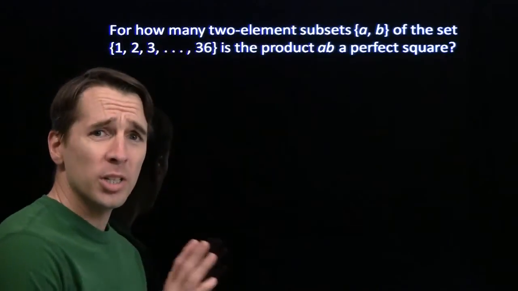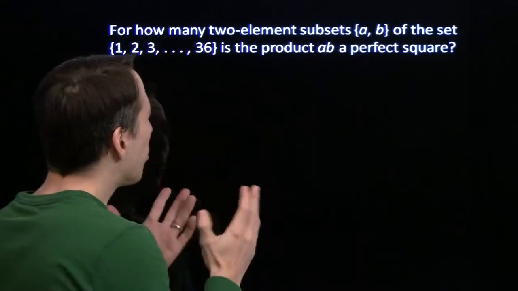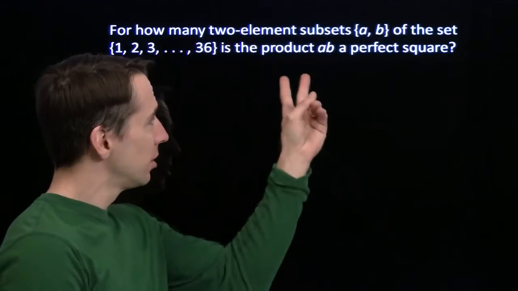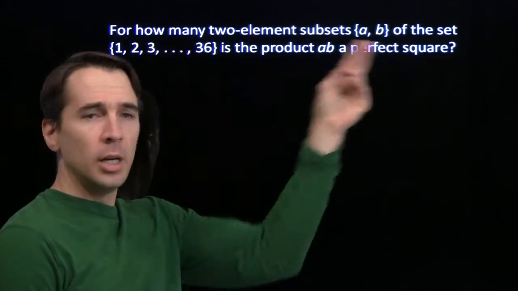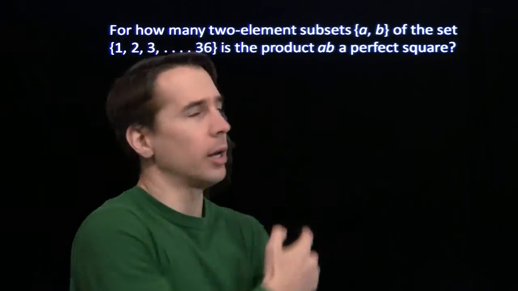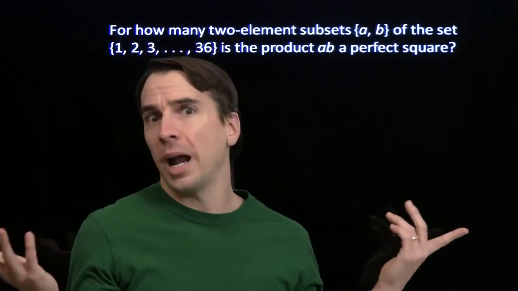What we're going to do here is start with the set of numbers from 1 to 36. And we're going to look for the number of pairs of these whose product is a perfect square. So we'll start off by thinking about how can we possibly get a perfect square product. Now if we start with 1 as one of the numbers, well, then the other number has to be a perfect square.